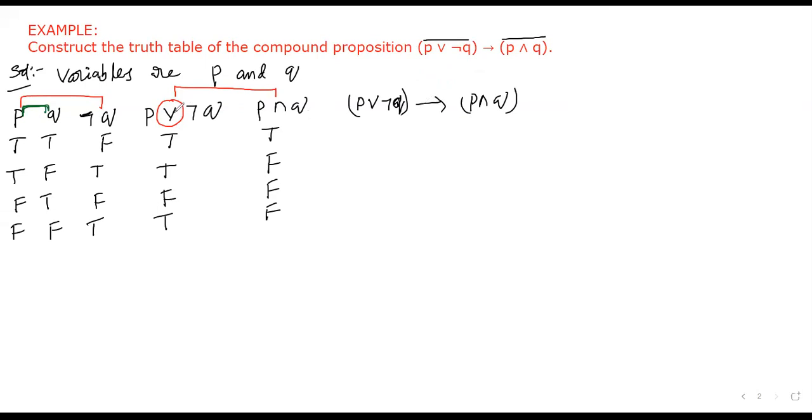So biconditional. Before discussing the problem, first tell me what is the truth table of the conditional statement? If the first statement is true and the second statement is false, then the conditional statement is false. In all other cases it is true. Am I right?